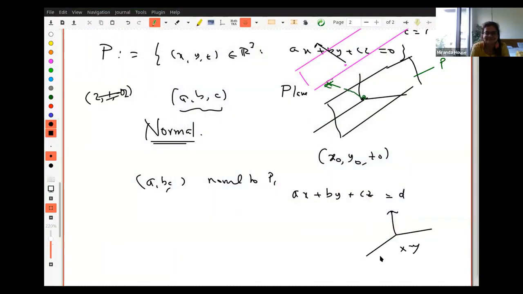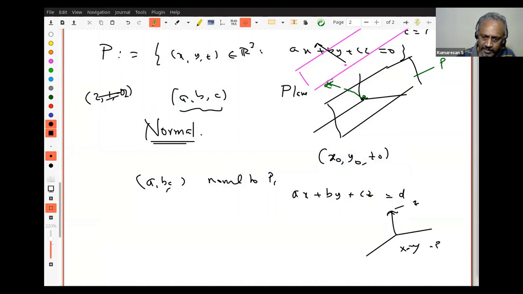To make you understand, let us look at this. This is my XY plane, right? And this is the normal. This is the XY plane, and this is my plane P, and this is the normal. This axis is the normal.